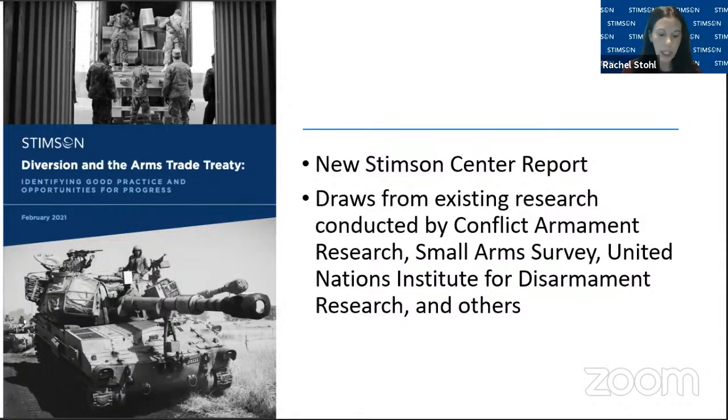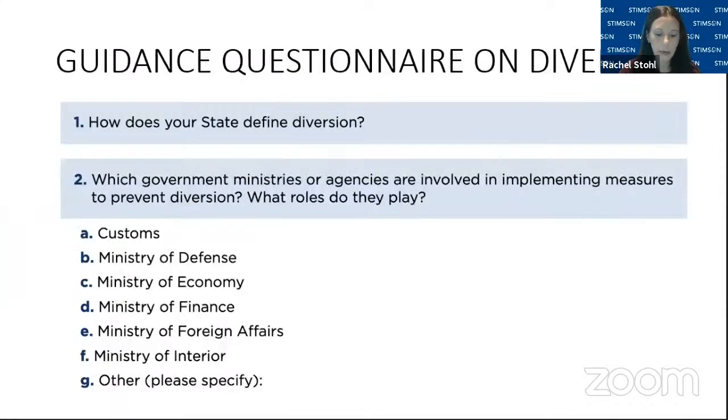I want to mention that what this report does is really provide licensing officers with a tool so they can effectively implement the ATT and prevent and mitigate diversion. So there is a guidance questionnaire in the report. It is not every question that a licensing officer can ask. There are many others, and we think of this as an iterative document where you can add additional questions that you find most useful.